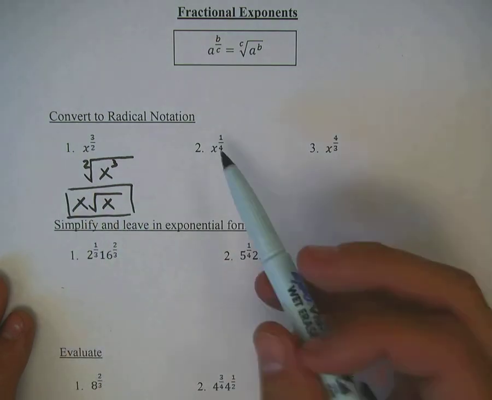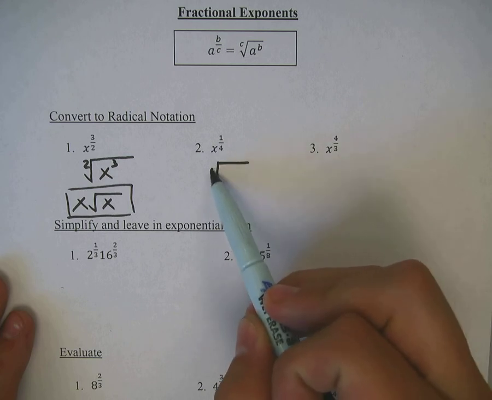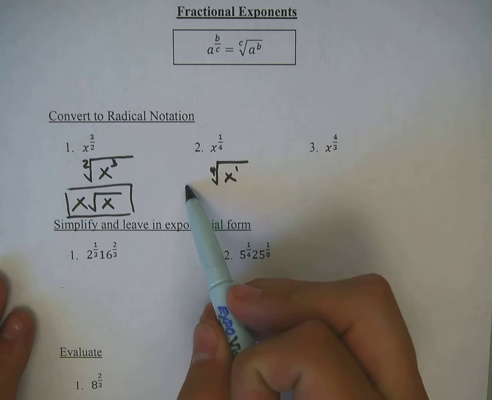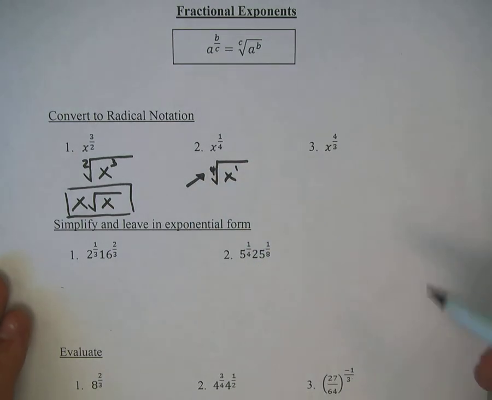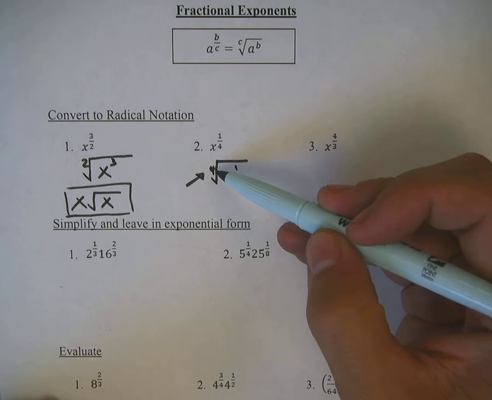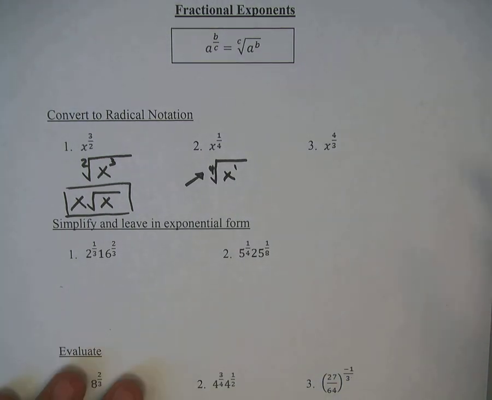Okay, let's try the next one. Again, the bottom one goes on the outside, so it becomes the 4th root of x to the first. Writing the index is really important when you're dealing with a number that isn't 2. If there isn't a number written right here, the assumption is that it is a 2. So there's a big difference between a 4th root of something versus a square root of something. That's really important.